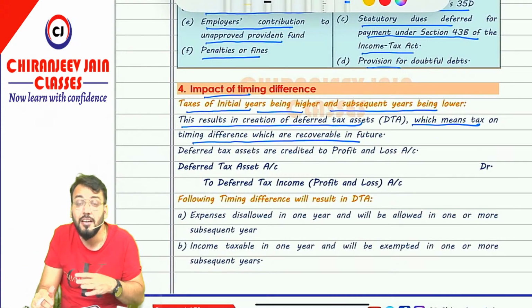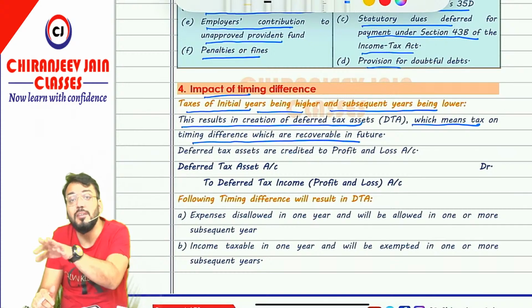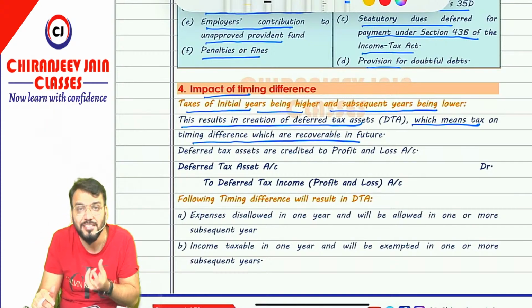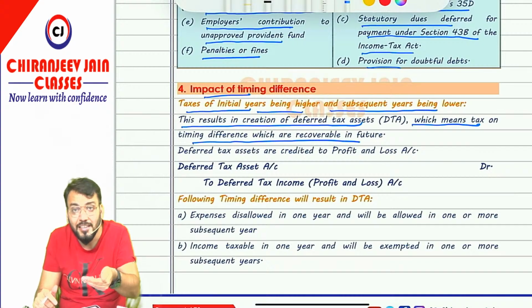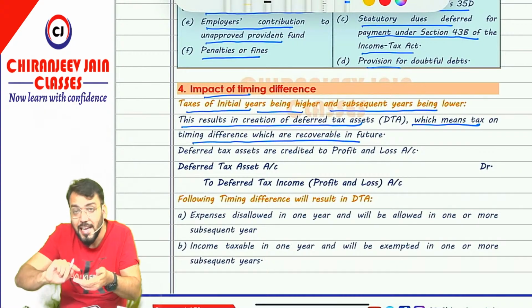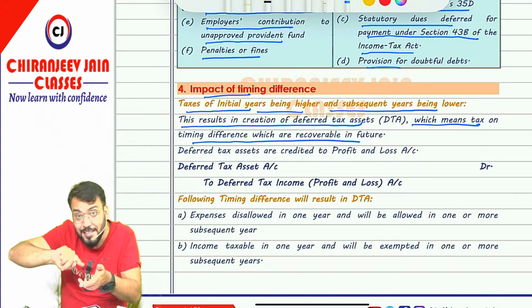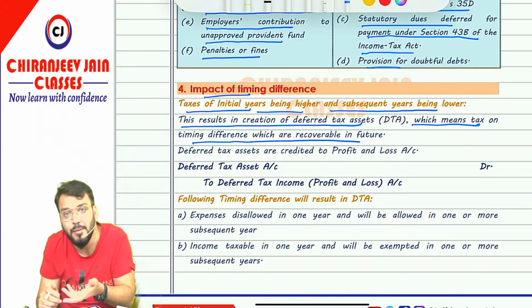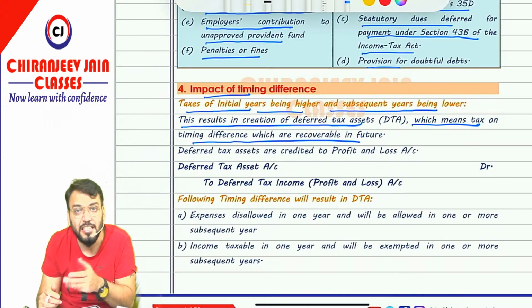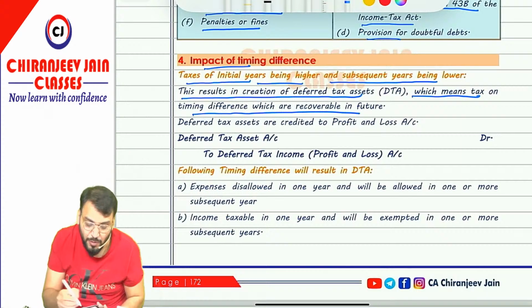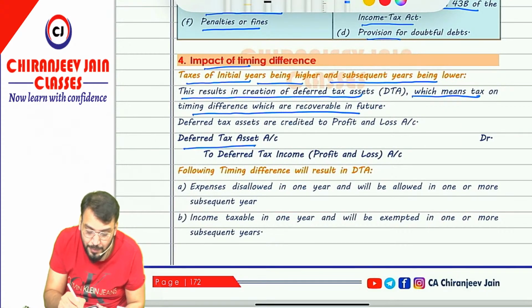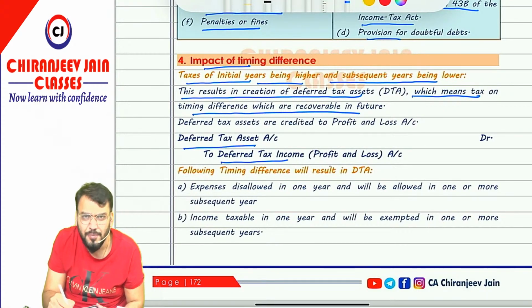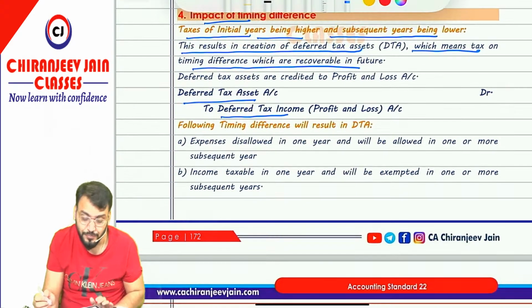So in the current year we pay higher tax which is recoverable in future, and that becomes deferred tax asset of the current year. When you are paying higher tax, that is not an expense because that tax is recoverable in future. Once it is recovered, it will be reversed, meaning DTA needs to be reversed. So what journal entry will we do? DTA account debit to deferred tax income, and that deferred tax income will be transferred to profit and loss account.